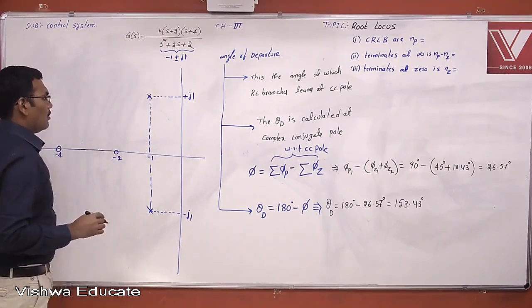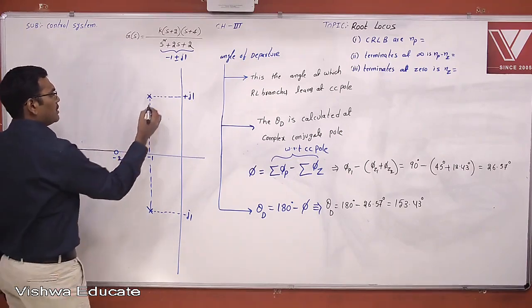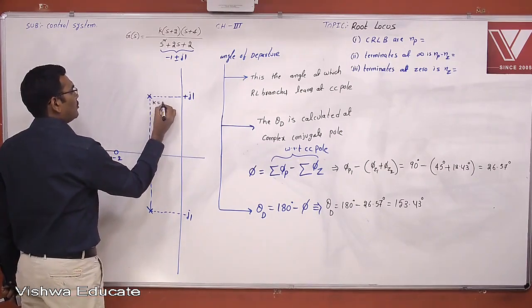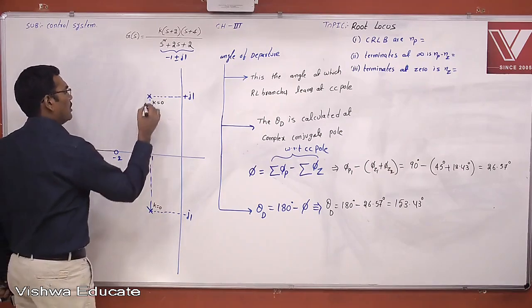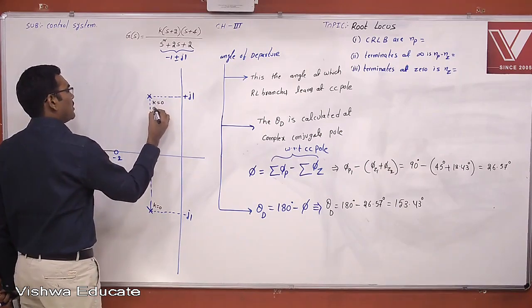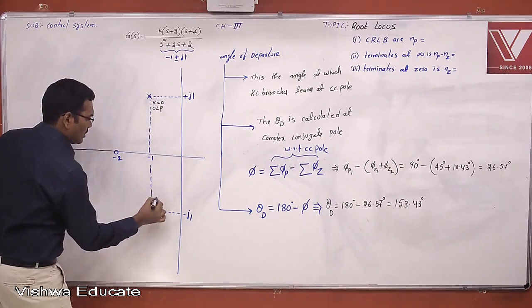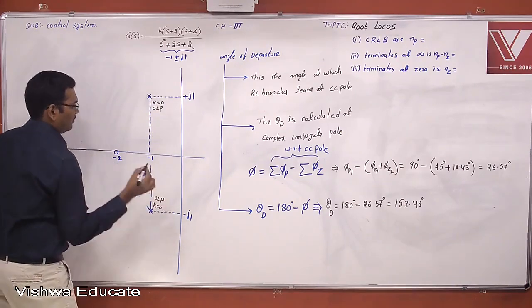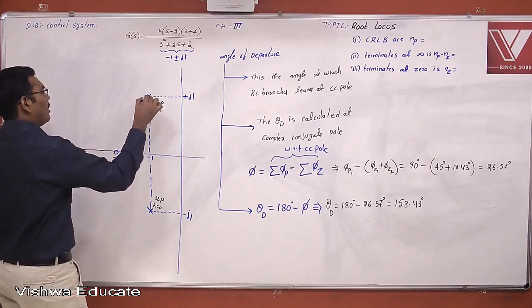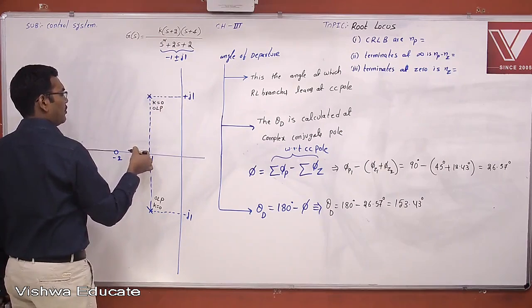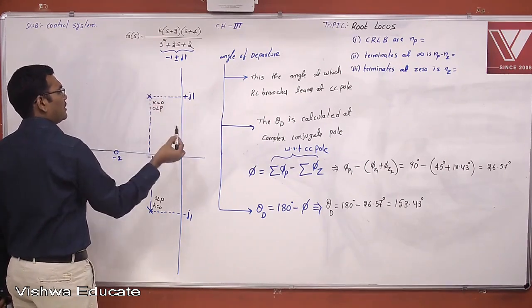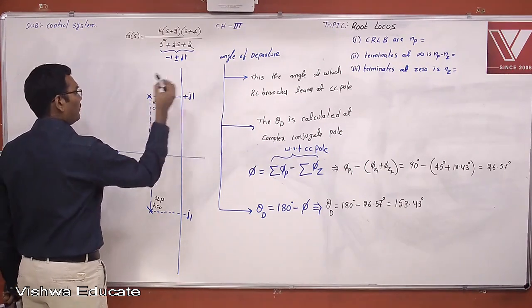Now the root locus diagram starts with k equal to 0. The root locus diagram starts with the open loop poles, right? Now with an angle of, this is 0, this is 90, this is 180, exactly in the middle is 135, right? And this is 153.